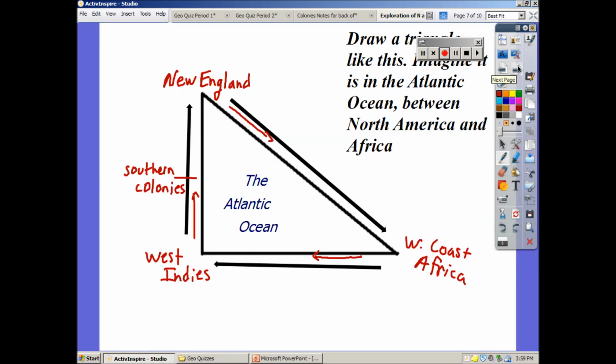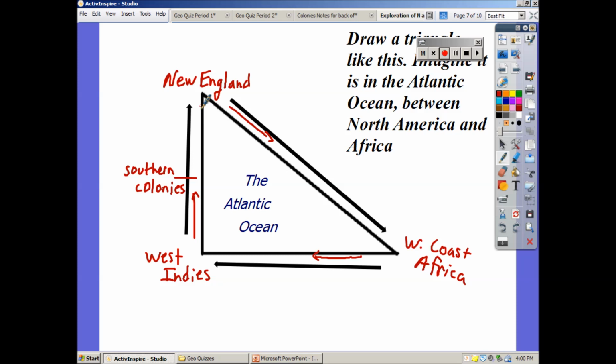So in your notes on the back of your paper, what I'm asking you to do is to draw this triangle and to label the sides of the triangle, the corners of the triangle: New England, west coast of Africa, West Indies, and the southern colonies. And so the pattern here of travel is in this direction. It's this pattern. And this pattern of travel starts typically in the springtime in New England.